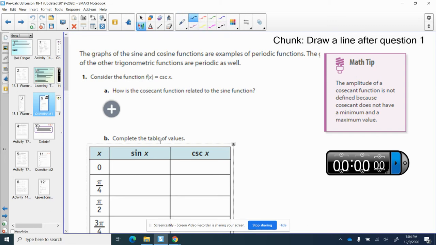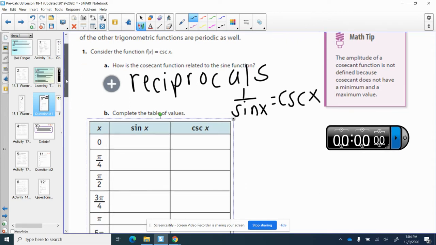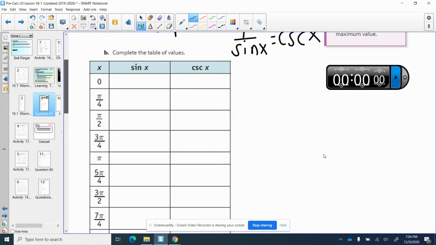The relationship between the cosecant function and the sine function is that they are reciprocals of each other, right? So we know that 1 over sine of x is our cosecant of x. They're reciprocals of each other, and vice versa. 1 over cosecant equals sine, which means that their values are going to have a relationship to each other as well as their graphs, right?